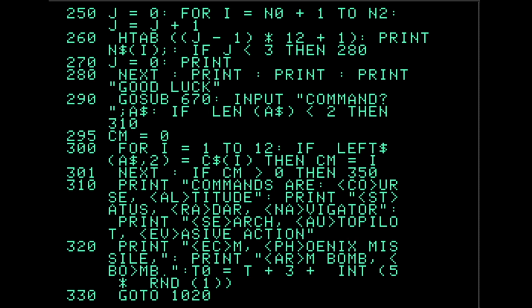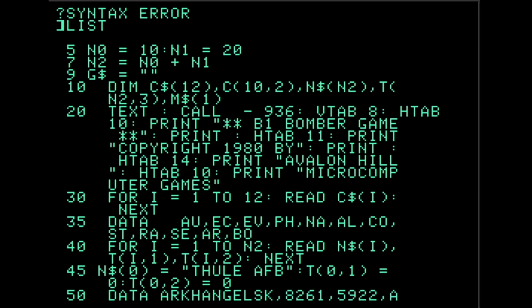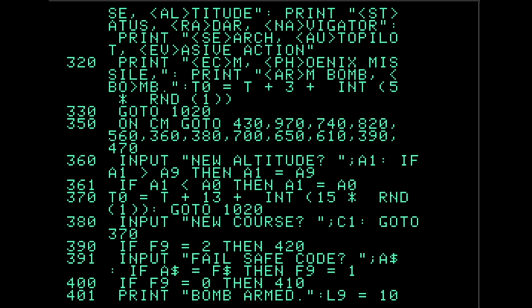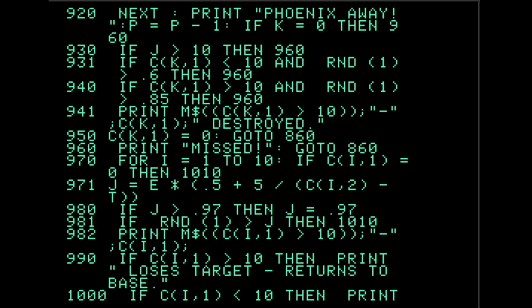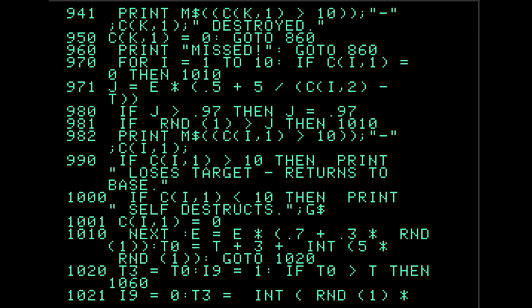Command equals 0 for I equals 1 to 12. So ECM is the second command. The first one is autopilot, so it's going to be number 2. So on CM go to, it looks like 970. And then we generate a random number, and if the random number is greater than whatever our value was, then our ECM starts losing its effectiveness, I think.